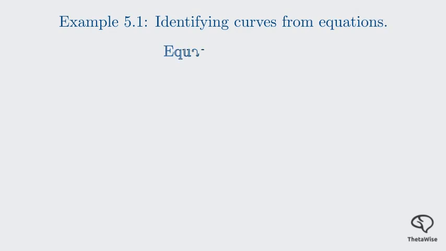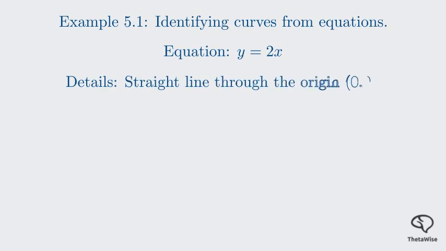Let's start with the first equation, y equals 2x. Since x is to the first degree, we know this is a straight line. Because there's no constant c, we know it passes through the origin. To sketch it, we need another point. We can find one by setting x equal to 1, which gives y equals 2. So our second point is (1, 2).